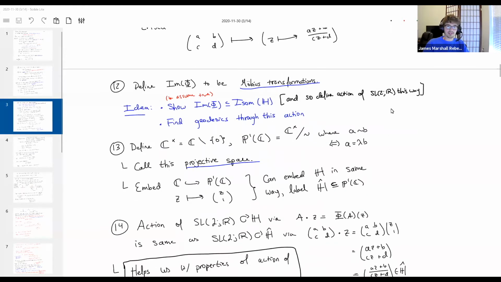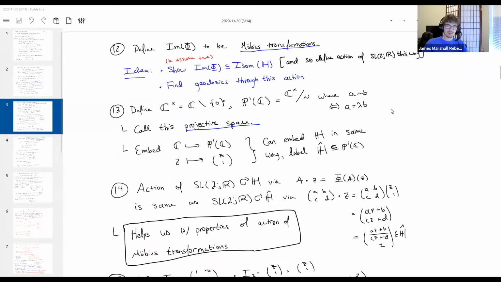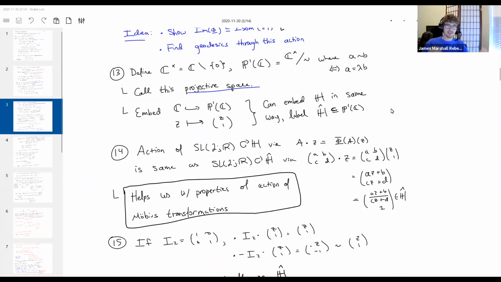So define the projective plane by taking all non-zero complex numbers and identifying them if they lie on the same line. You can embed the complex numbers into the projective space by just sending a point z to the vector (z, 1). And you can label this embedding something different if you don't want to call it the same thing. And then we have an action of SL2R on this embedding, which is going to match up exactly with our action of SL2R on the hyperbolic plane when we embedded it into the functions.